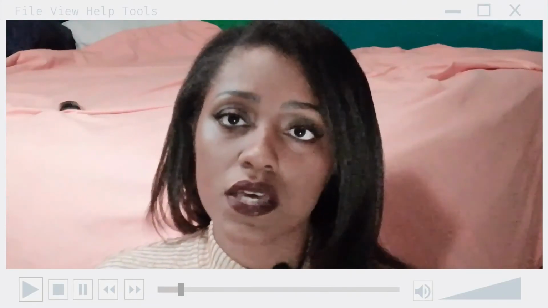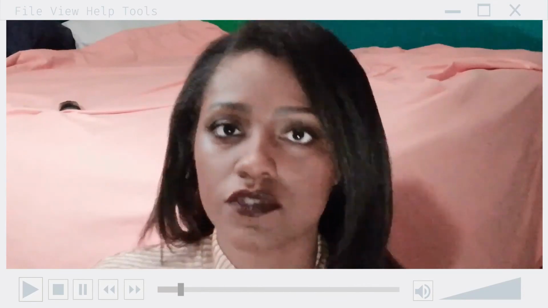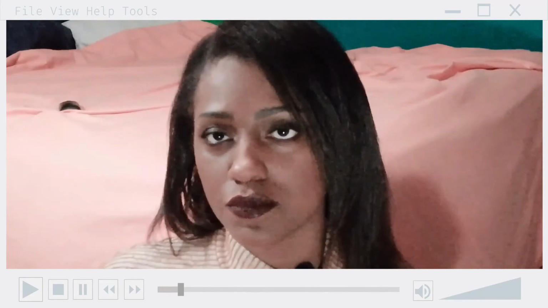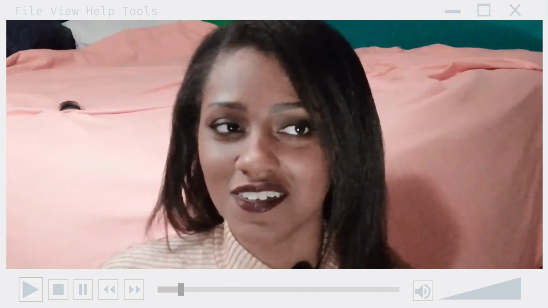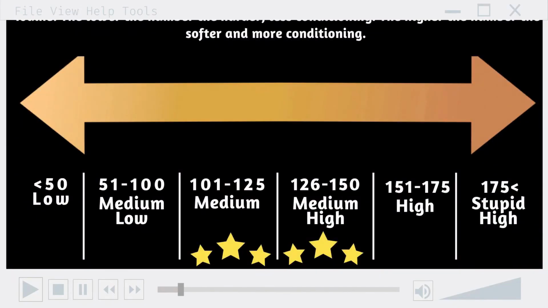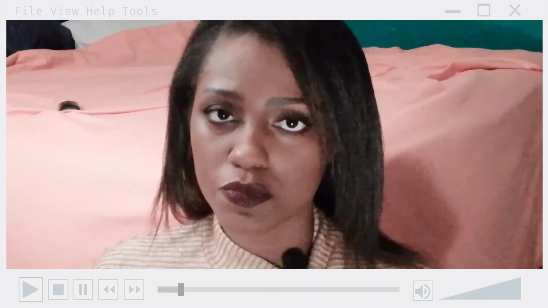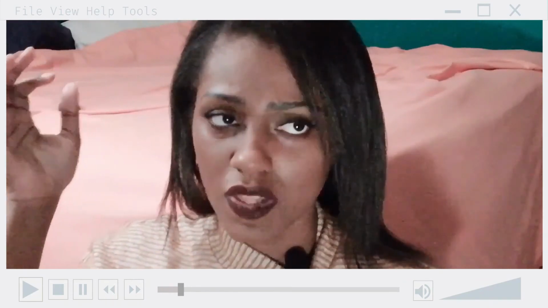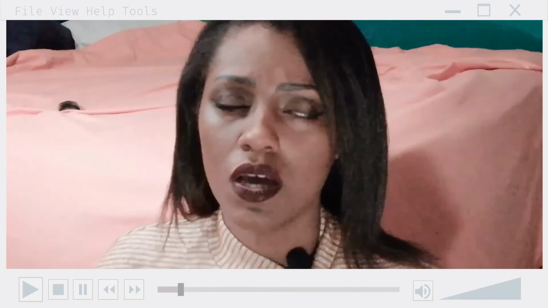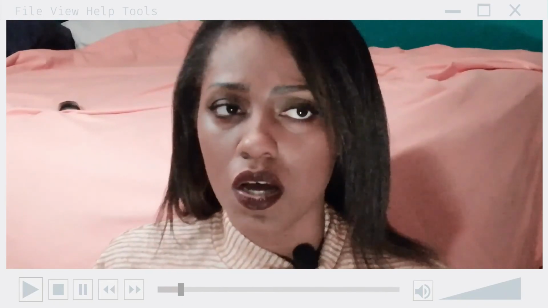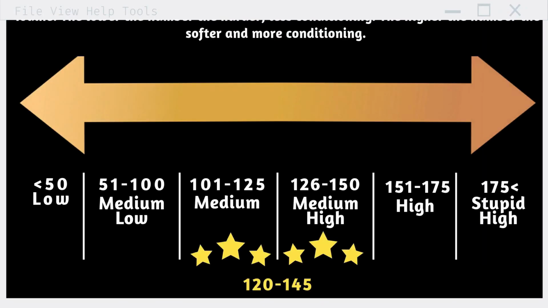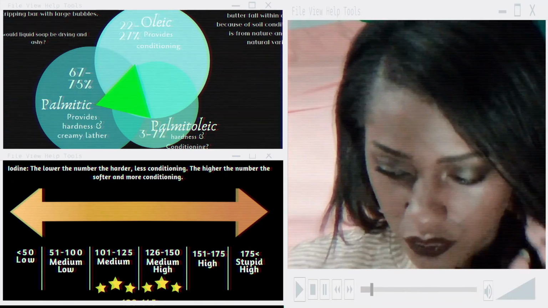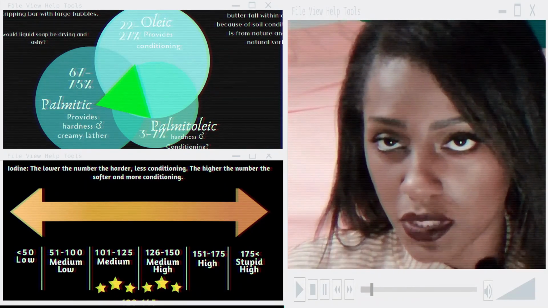So one thing that is slowly showing itself to be important is the iodine value of these one-ingredient recipes. If you're doing bar soap, then iodine levels are supposed to determine how hard a bar of soap will be, which is irrelevant for liquid soap. So safflower, the iodine levels are medium to medium high.